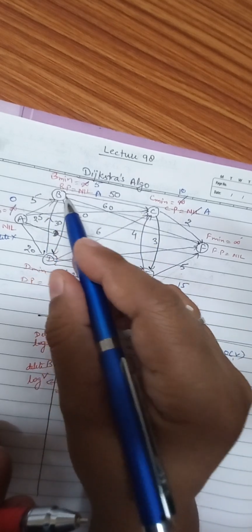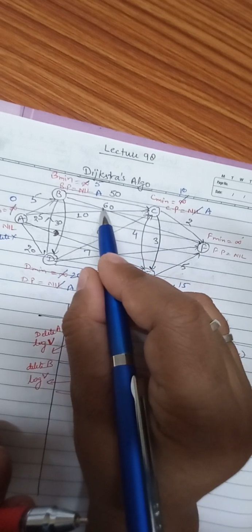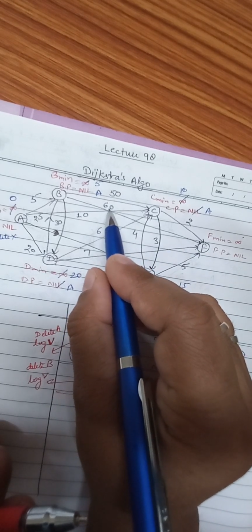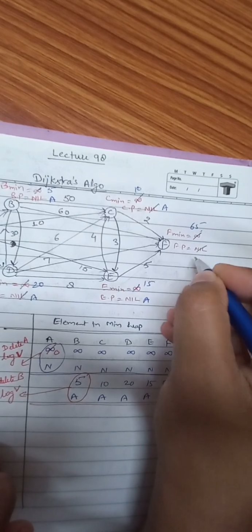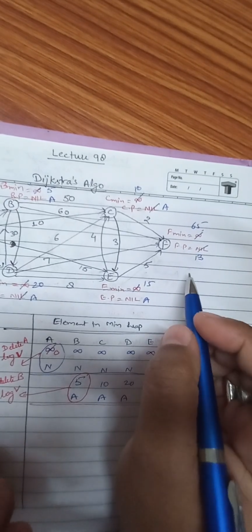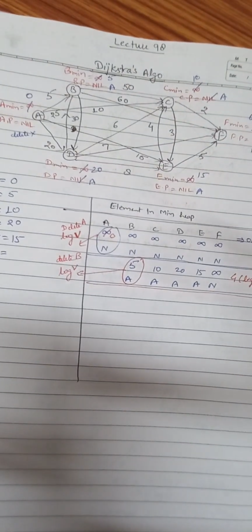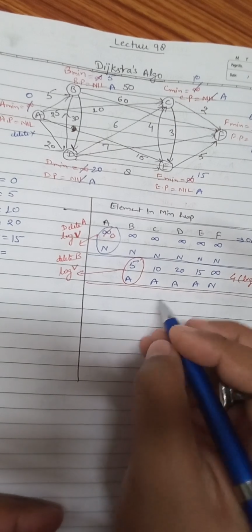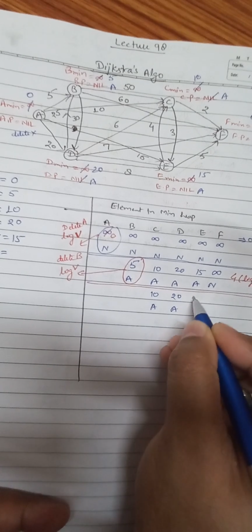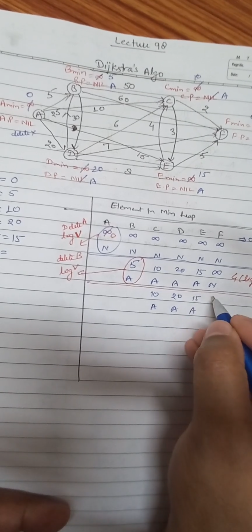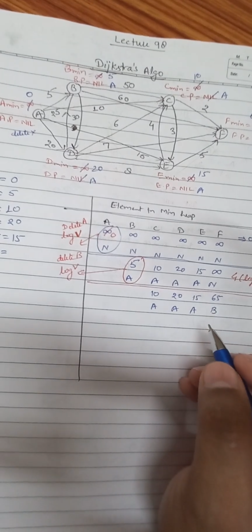A to B, value is 5. So B, what is the value? 5. And from B to F, if we are going, the edge is with 60 weight. So total will be 65. So we are writing here 65, and the parent will be B now. So now we are going to change again. What will be the change? Here it will remain the same. This will remain the same. This is going to change now: 65, and the parent will be B now.